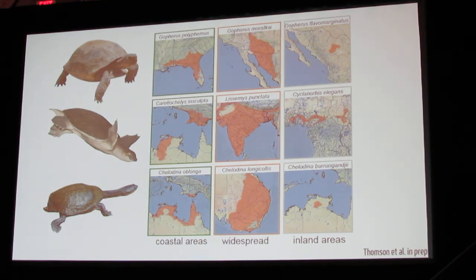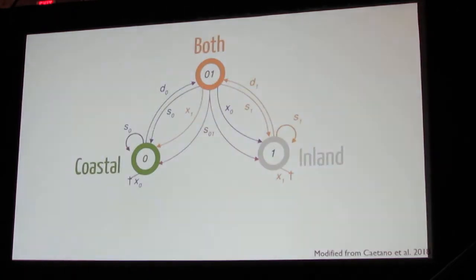So using our phylogenetic tree and this data, we can start fitting these state-dependent speciation and extinction models. This is usually called the GeoSSE model. It's related to the ClaSSE model, if you're familiar with that. Essentially, we're setting up a model that allows coastal areas, inland areas, and widespread areas to have different rates of speciation and extinction, as well as transitions between them.